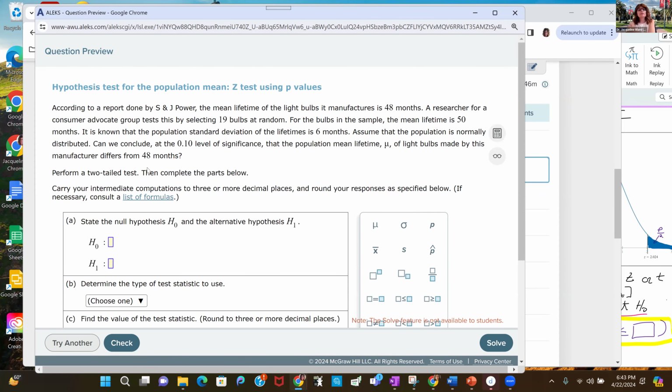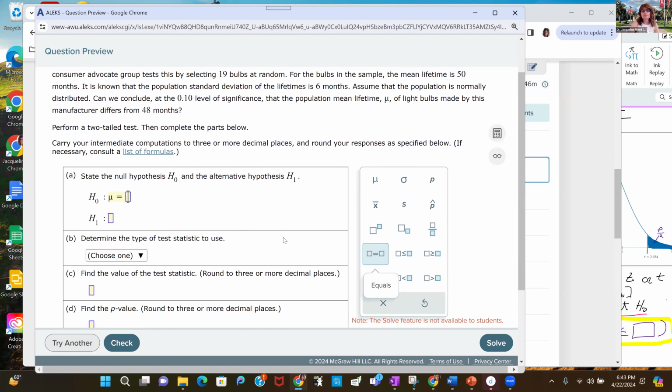All right. According to a report done by S&J Power, the mean lifetime of light bulbs at manufacturers is 48 months. A consumer advocate group tests this. For the bulbs in the sample, we have the mean, we know the population standard deviation, and can we conclude at the 10% level of significance that the mean differs from 48 months?